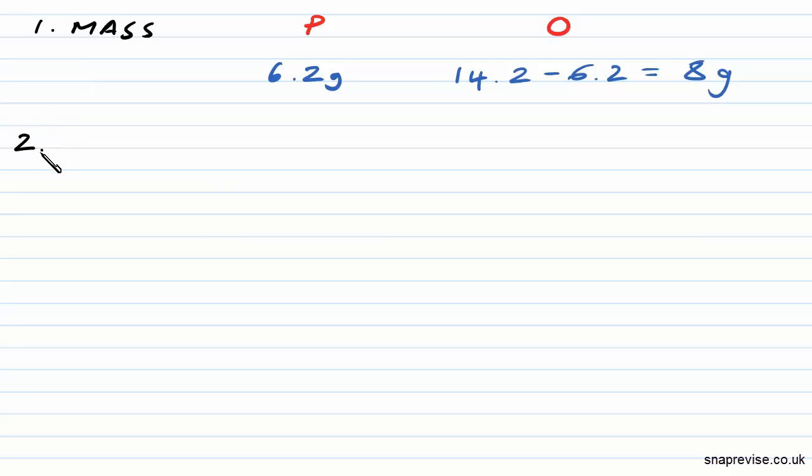So, step 2 of our calculation is to find the relative atomic masses of the elements that we have. Just write that down here. Now we can find out the relative atomic masses from looking at the periodic table. And if we do that, we would see that the relative atomic mass of phosphorus is 31 and oxygen is 16. Now, if you're unsure how to find the relative atomic mass, have a look at one of our previous videos to find that out.